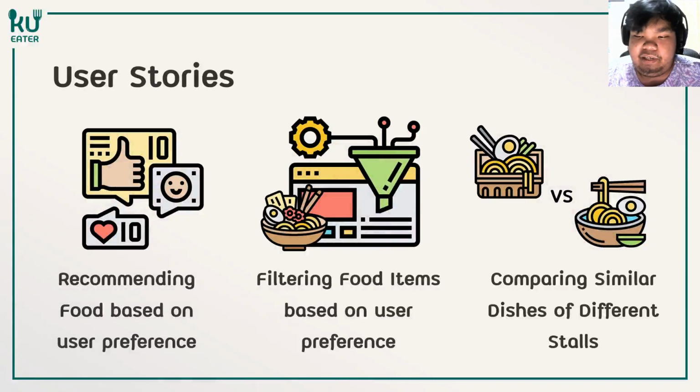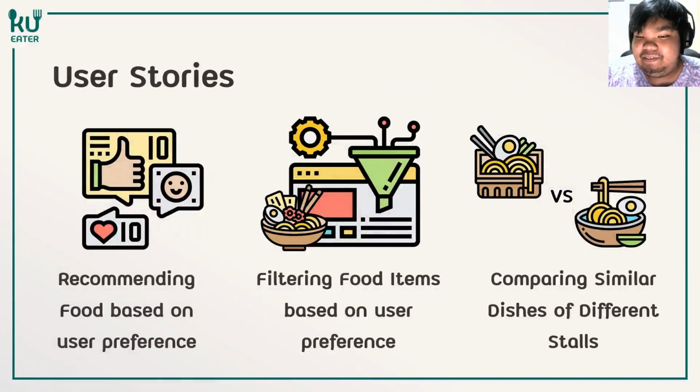And they can compare similar dishes from different stalls. When stalls have the same menu item, or an alternative that is similar enough, users get a wider range of choices and can pick the stall that may be their favorite.